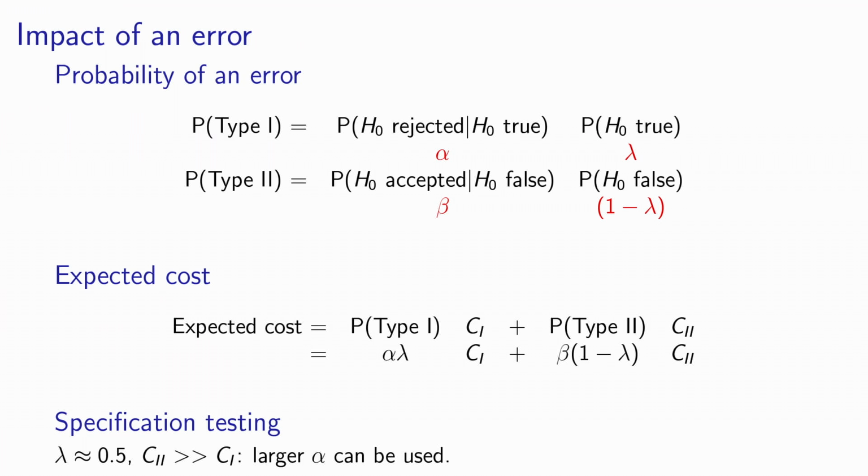So using alpha equals 5%, like it is commonly used for hypothesis testing, may be too strong. And we want to use a larger alpha to avoid the fact that the type 2 error may have a big influence on the cost or the impact on the modeling scheme.